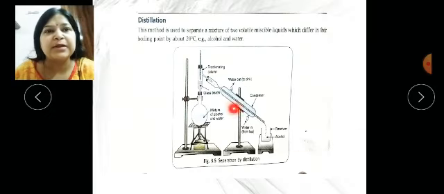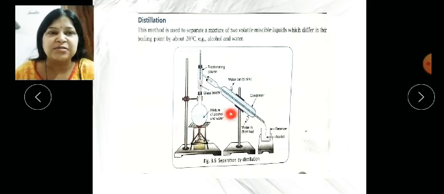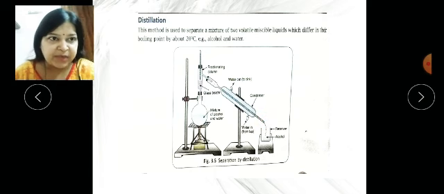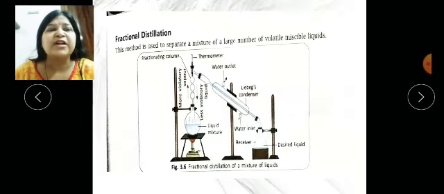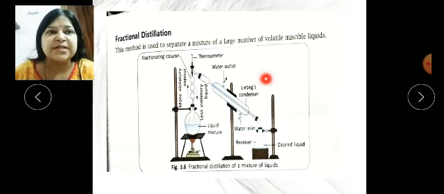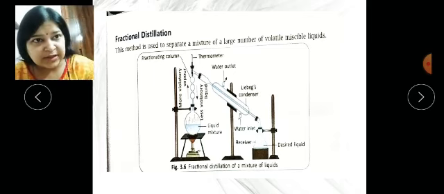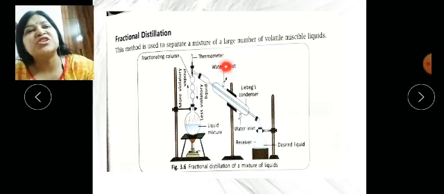Remember, this is the retort, or the conical or round bottom flask, you can say. A thermometer is very much needed here. A fractionating column is there, a condenser is there. So all the apparatus are the same. Here for fractional distillation we have Liebig's condenser. And the first important thing is we need a fractional distillation setup.